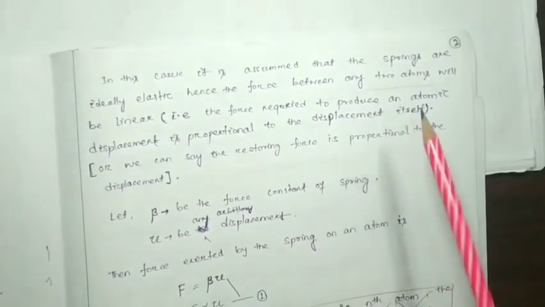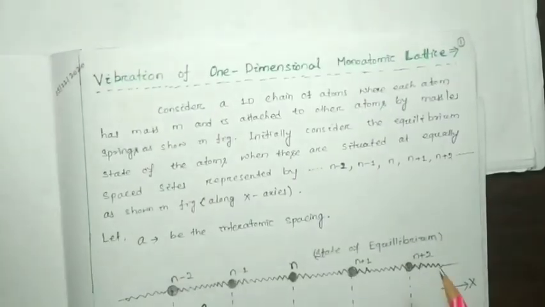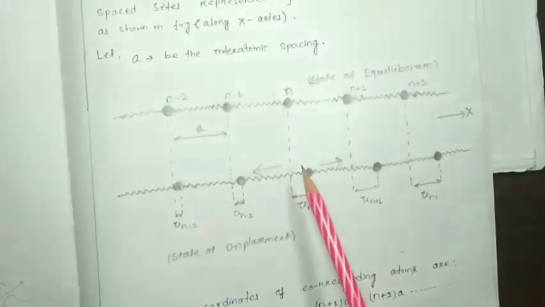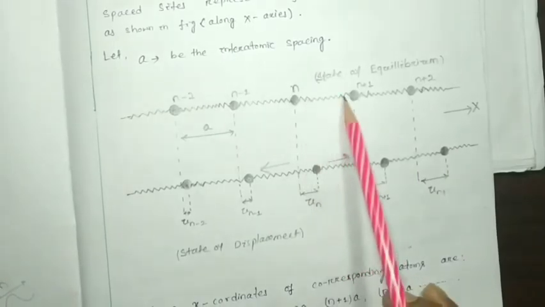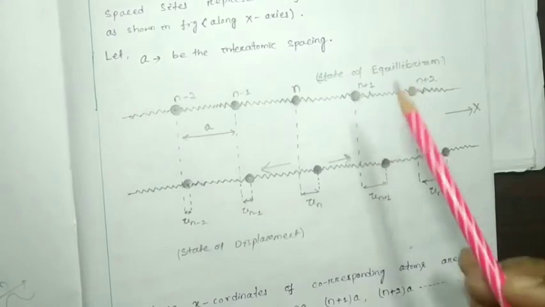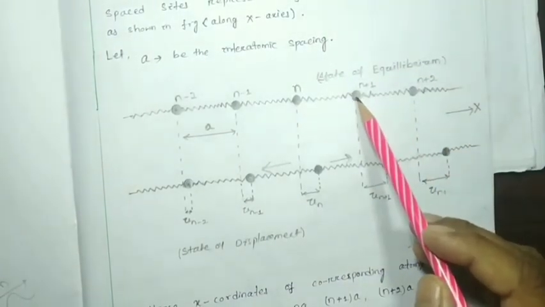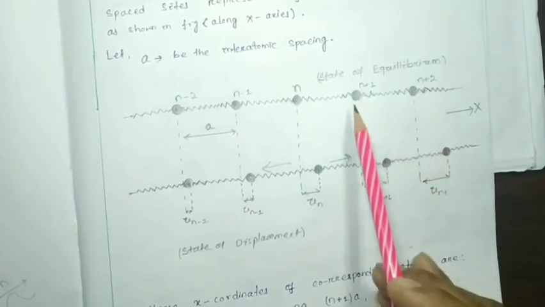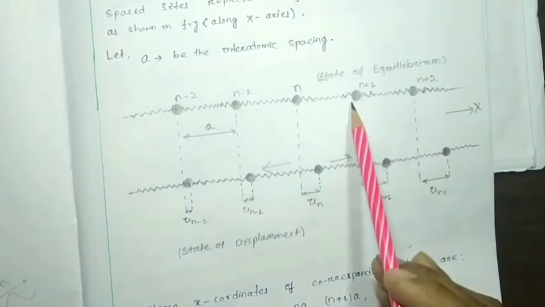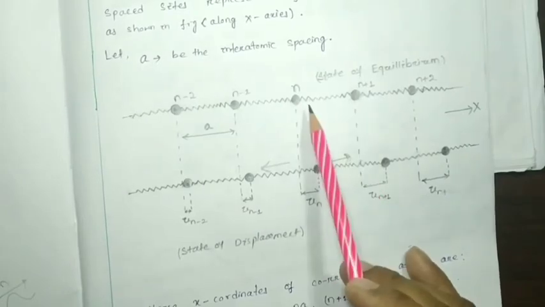That means here you can consider Hooke's law. As we consider this spring to be fully elastic, if this atom is pulled to the right side, a restoring force will be generated that tries to retain its mean position. It will try to pull back.